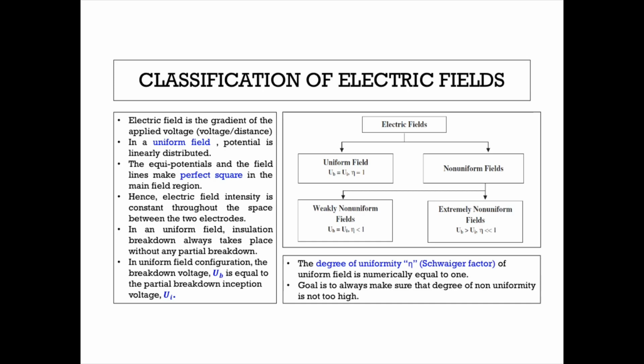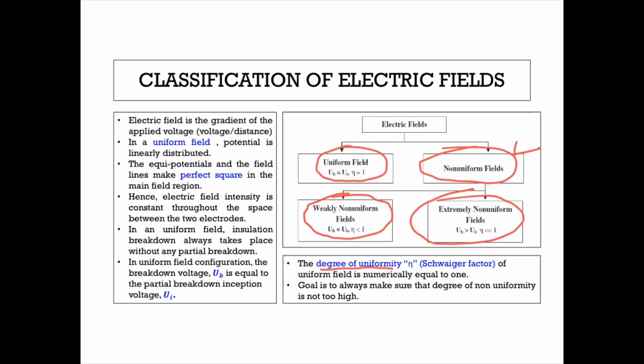The electric field which is produced by high voltage electrodes can be classified broadly into two categories. One is uniform field, the other is non-uniform field. The non-uniform field is further classified into two categories: one is weakly non-uniform field and the other one is extremely non-uniform field. So these fields are represented in terms of a factor called the degree of uniformity or Schwaiger factor.